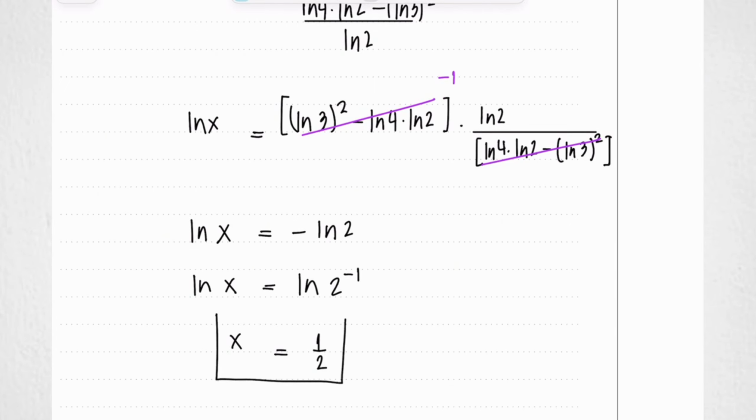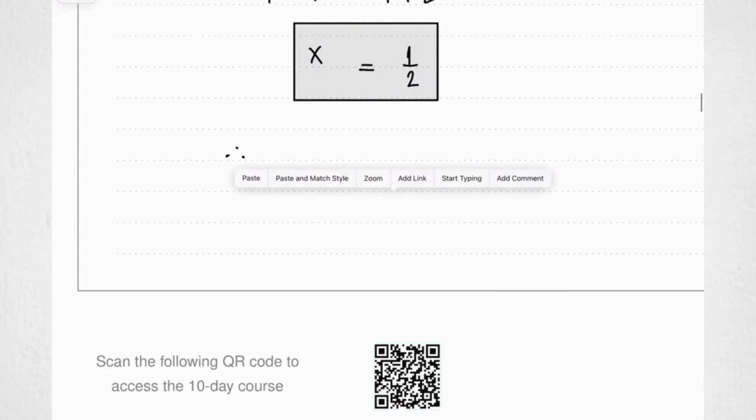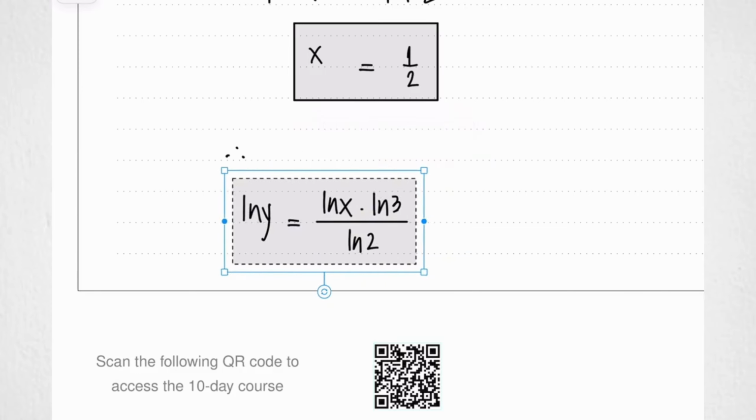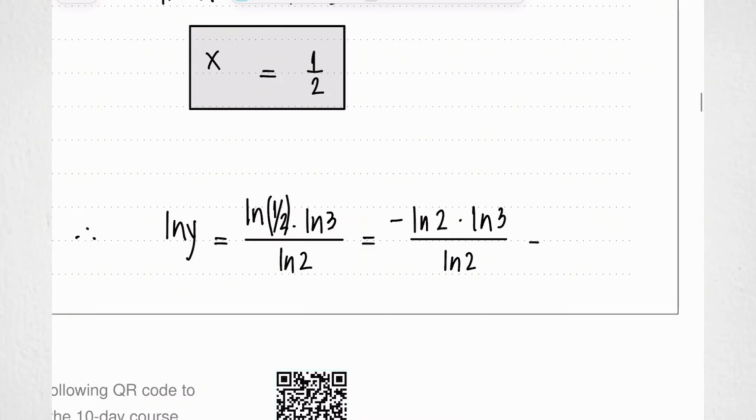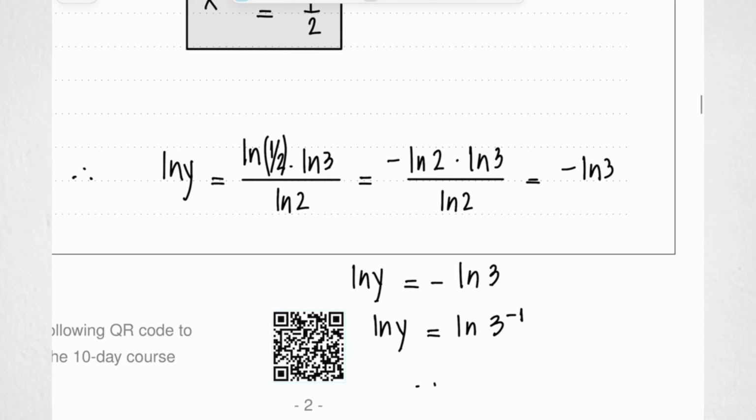So kind of a friendly result. In order to find y, we can replace x into this equation that we found before. So this is ln of 1 over 2, which is the same as negative ln of 2 times ln of 3 over ln of 2, which is equal to negative ln of 3. Now, if ln of y is equal to negative ln of 3, then ln of y is equal to ln of 3 to the -1. Therefore, y is 1 over 3. Whew. So we're done with this one.